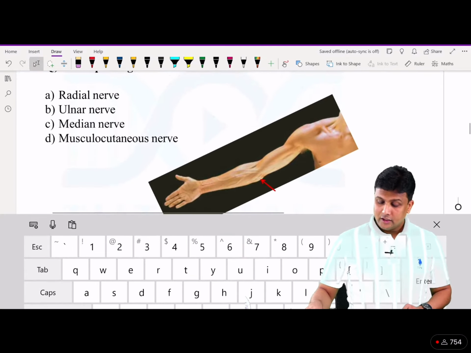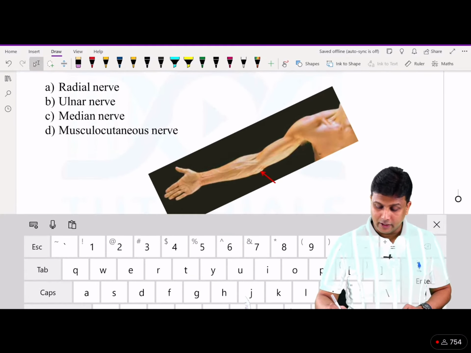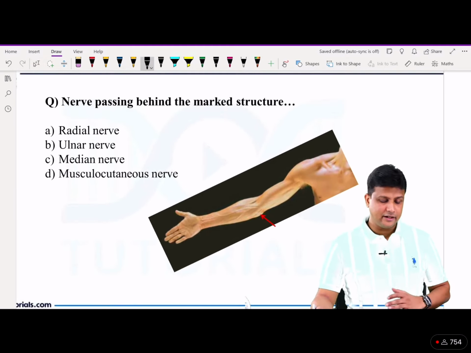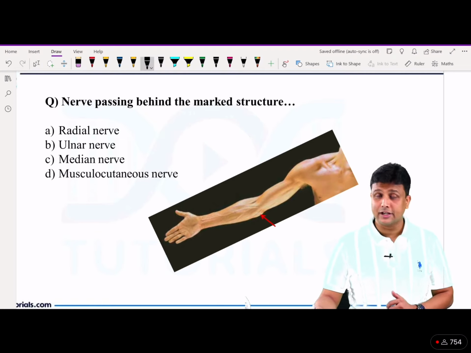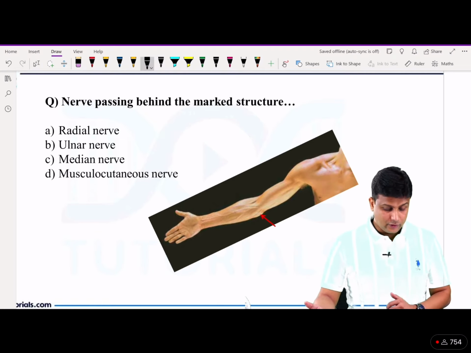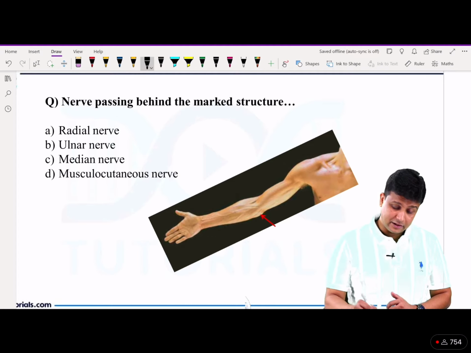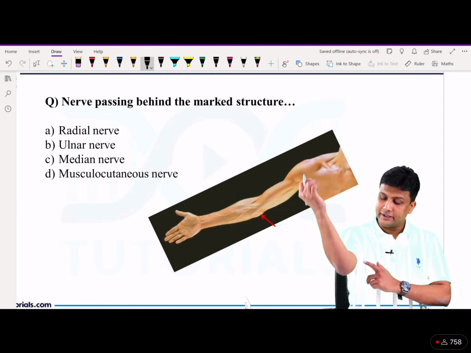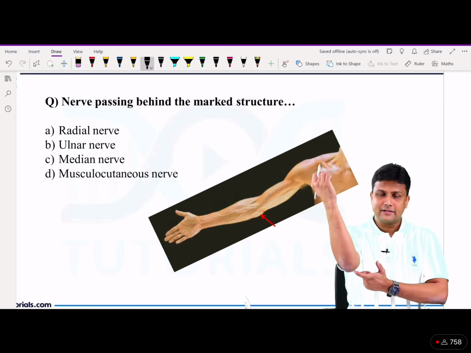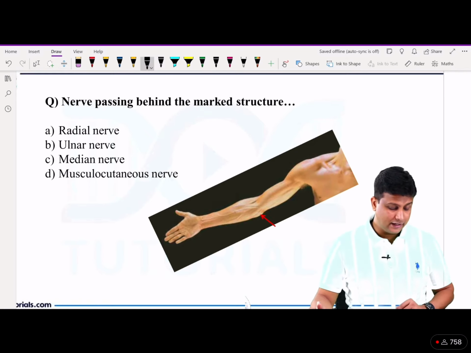Now, another important concept about the upper limb topic, which is tested many times in your exam, is about the nerves which are related to the humerus. Now look at this diagram here. In this, what is the nerve passing behind the marked structure? The marked structure is the medial epicondyle. This is the medial epicondyle. And the nerve passing just behind the medial epicondyle is your ulnar nerve, sir.